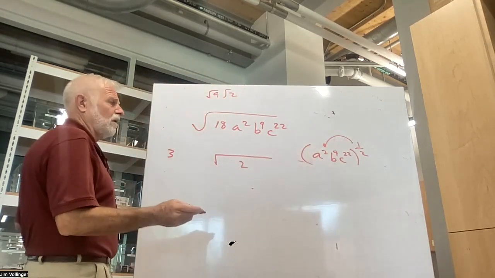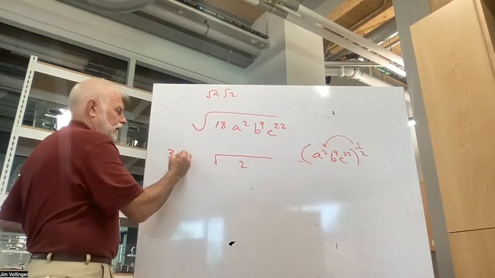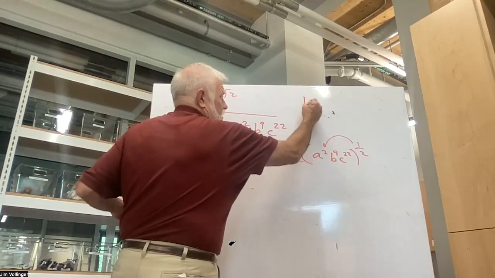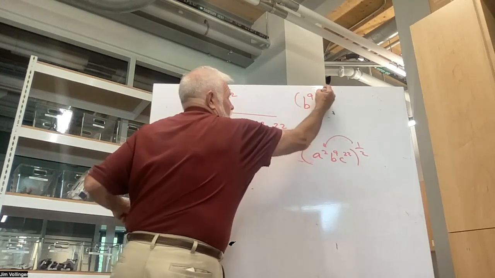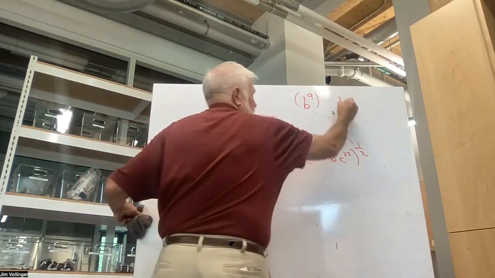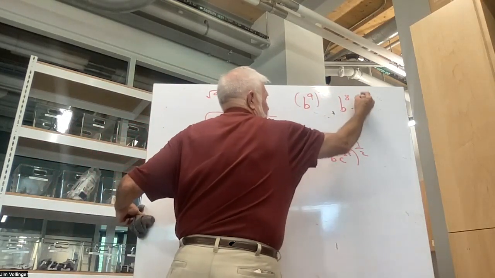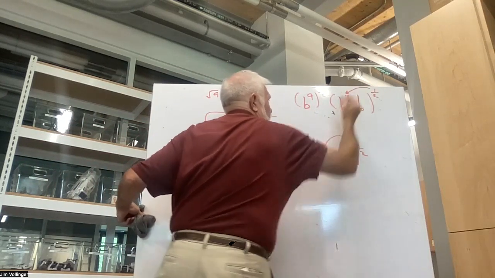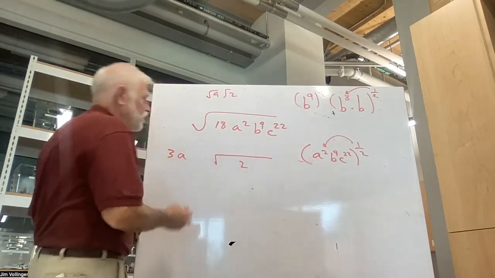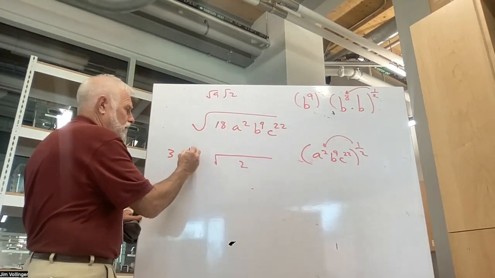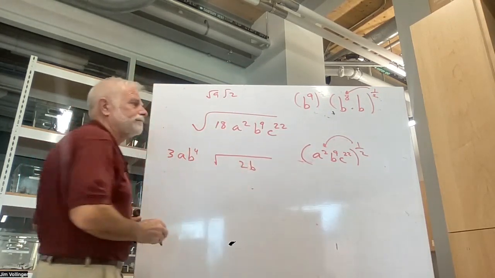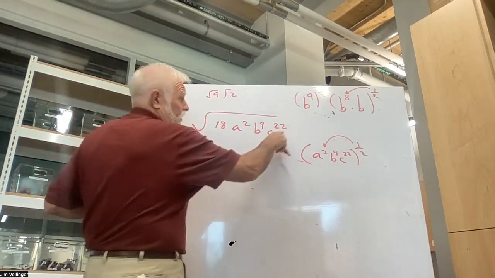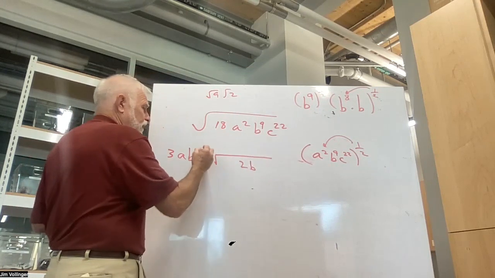Okay, so what's the square root of a squared? Looks like a can come out. B to the 9th to the 1/2 could have been written as b to the 8th times b to the 1/2. And I think 1/2 of 8 is 4. So I think you can take 4 of those out. One of them stays in. And 22, square root of that, c to the 11th.